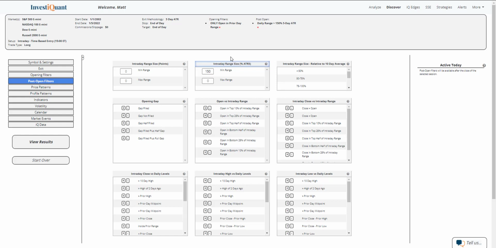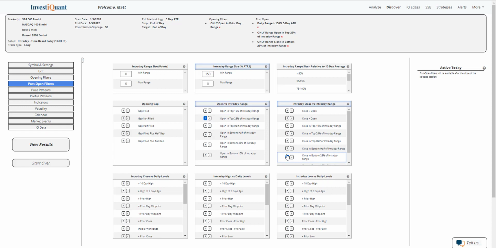I also want to add the price action. We've opened closer to the highs and we're trading down near the lows of the session. So I'm going to say that the open is in the top 25% of the intraday range and the close is in the bottom 25% of the intraday range. And then I also want to say that not only are we trading near the lows, we're trading below yesterday's low. So I can do that over here in the intraday close versus daily levels.